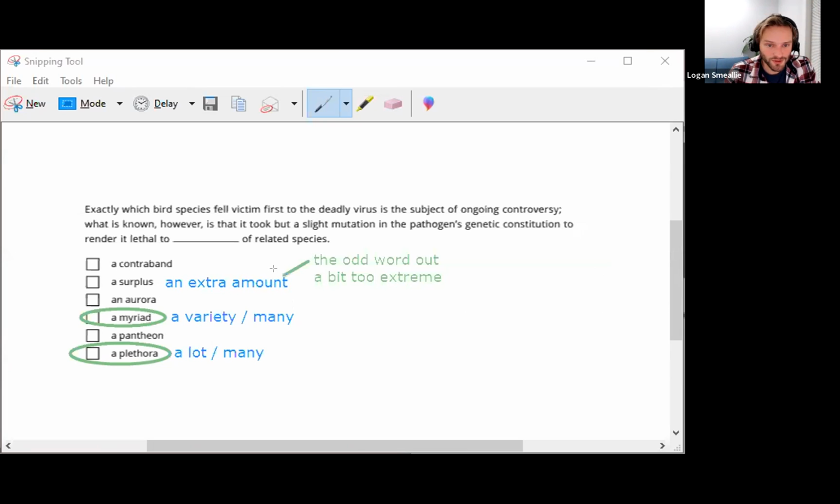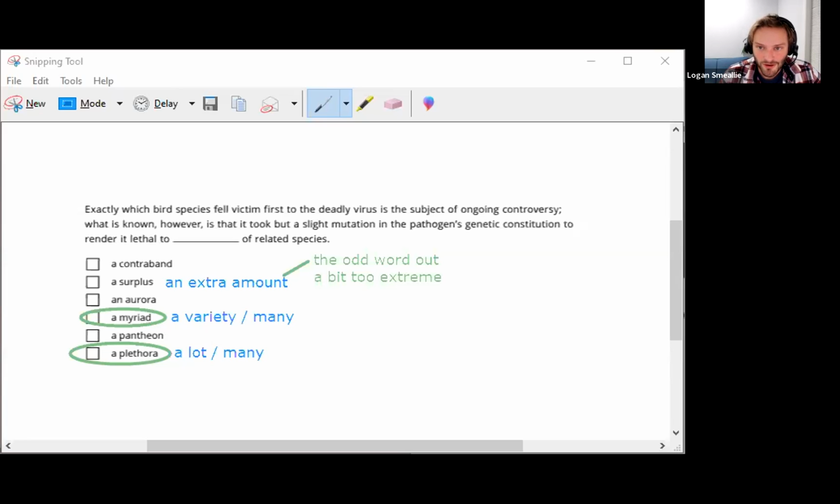Let's talk about these other words. A contraband and an aurora both don't really make sense here. Contraband being basically illegal materials, and aurora being, as far as I know, just the lighting phenomenon that occurs up in the Arctic. If there is another definition that is used out there, I don't know it.